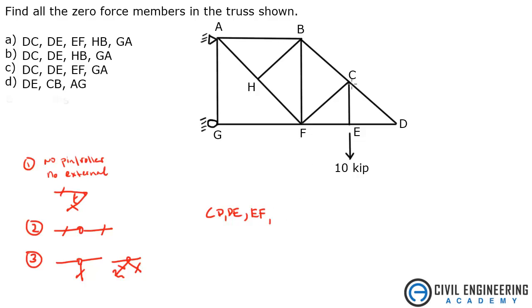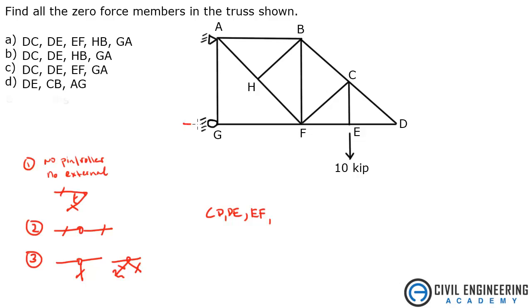Let's go up to joint C. We've got a load going through this now because of that external 10 kip load. That means that CF is not a zero force member, neither is CB. Okay, those rules have gone out the window because of that external load. If we look at joint F, we already said that CF is not a zero force member. And because of that, BF is not a zero force member, neither is HF.